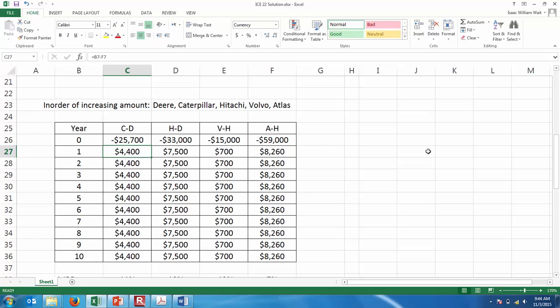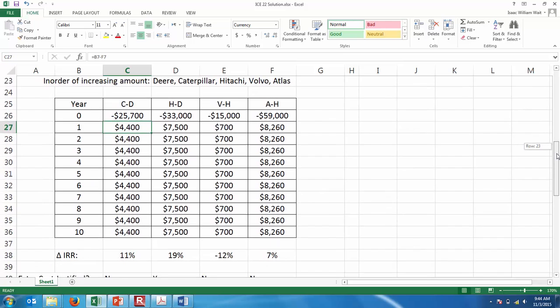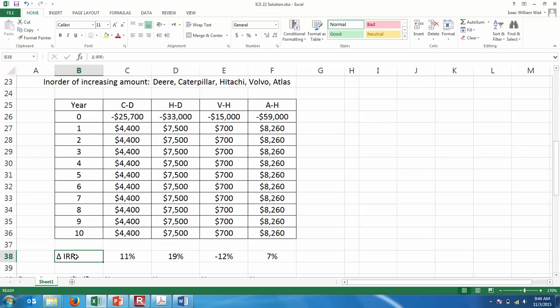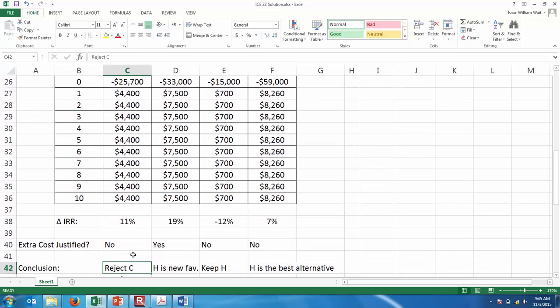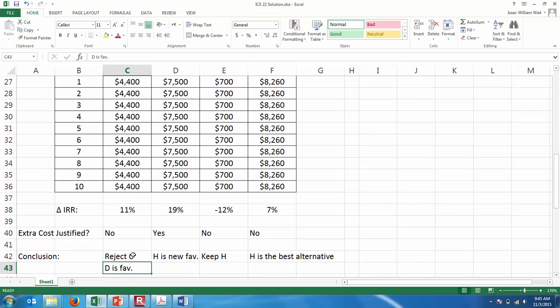The $4,400 is the extra revenue you get each year for the investment. The incremental internal rate of return, so this IRR on the difference, is 11%. That's not good enough. We have to have a return of 12%, so the interpretation is no, the extra cost is not justified, and so we're going to reject C, and D is our favorite. So Deere, which was the cheapest alternative, that's our champion.